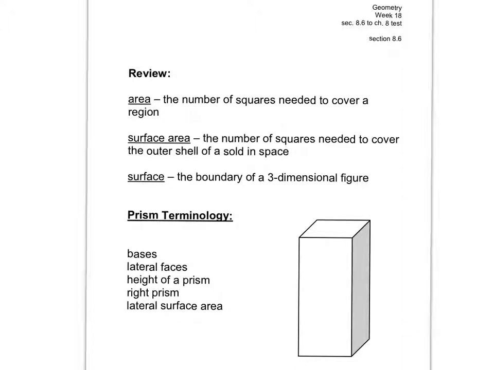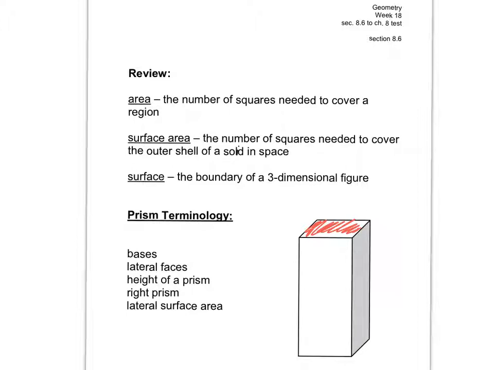This should say solid. There should be an I there. Okay, and then the surface is the boundary of the three-dimensional figure. So I've got here a picture of a prism. We have two bases. Here's one base, and the other one is on the bottom.